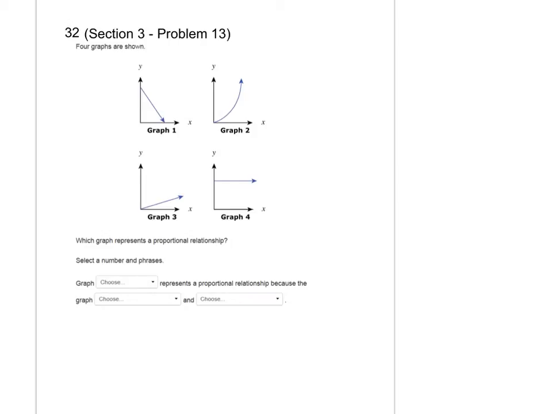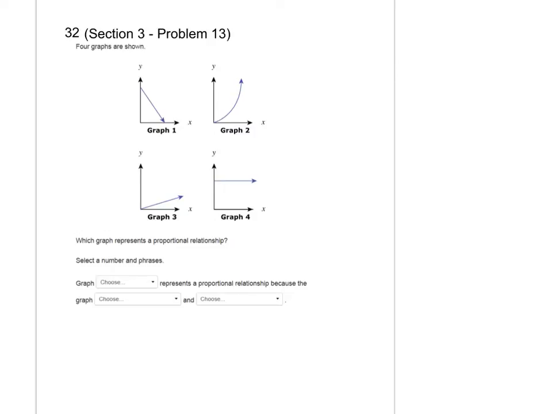Alright, for this video, this is problem number 13, section 3, or problem number 32, the last one in the MCA test prep. We are looking at graphs that represent a proportional relationship. So this question, it's either going to be very obvious, or you're going to have no idea. That's kind of how this works. The big thing is it comes down to vocab. Do you know what the word proportional and what a proportional relationship is?